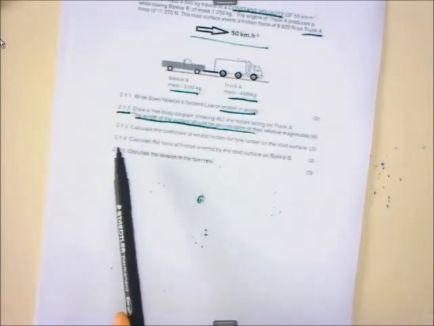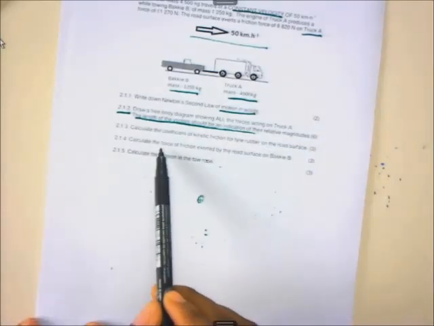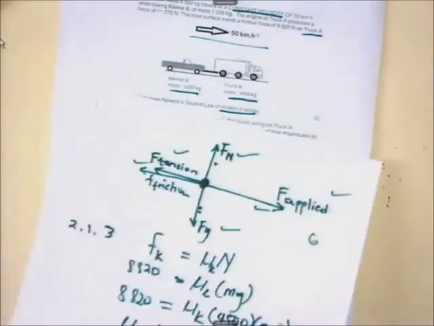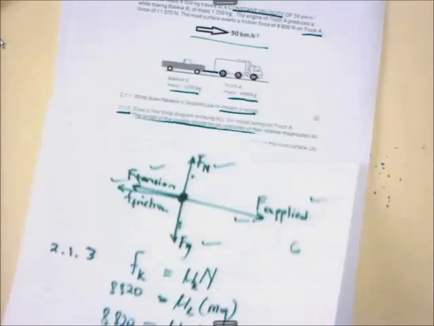Now the next question says, calculate the force of friction exerted by the road surface on buggy B. For you to be able to calculate the force of friction, you must go back to what it is that you were given. Let me use the clean page. What am I given, so that I can calculate the friction force exerted by the road on buggy B?